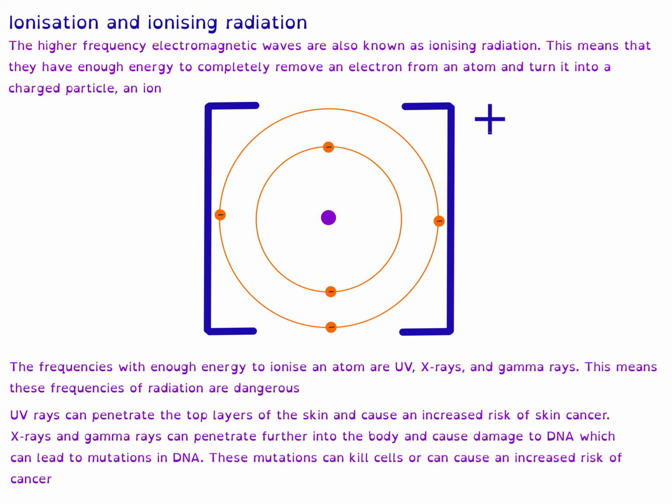Ultraviolet rays can penetrate the top layers of the skin and cause an increased risk of skin cancer. X-rays and gamma rays can penetrate further into the body and cause damage to DNA, which can lead to mutations in DNA. These mutations can kill cells or can cause an increased risk of cancer.